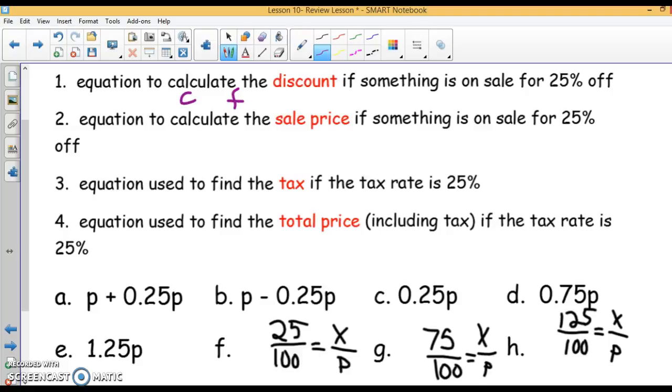All right. 2, an equation to calculate the sale price if something is on sale for 25% off. So think about that. To find the sale price, you could do it two ways. You could do 25%, find the discount, and then subtract that, which would be B. If you're saving 25%, aren't you spending 75%? So that would be D. Or G.